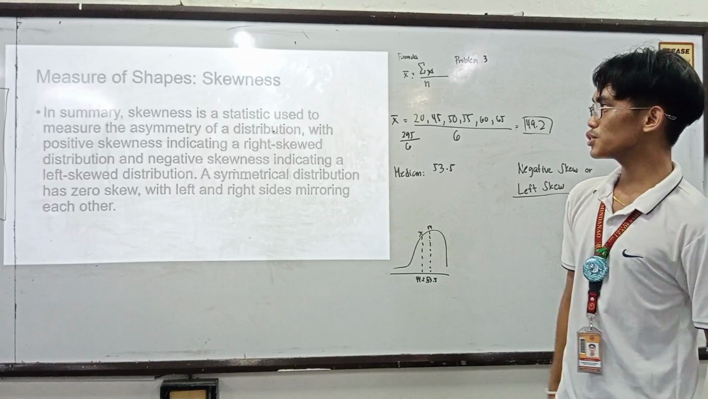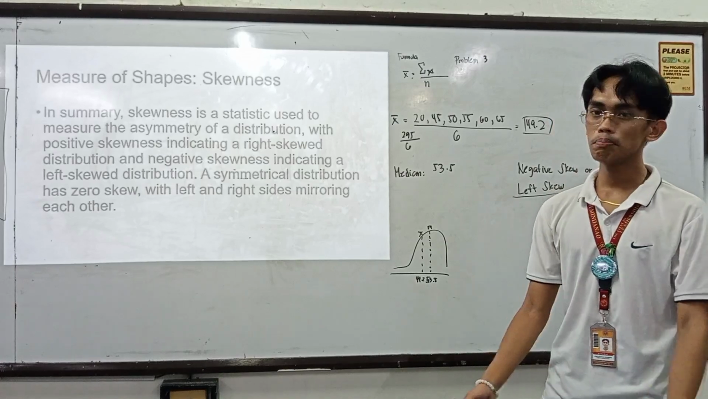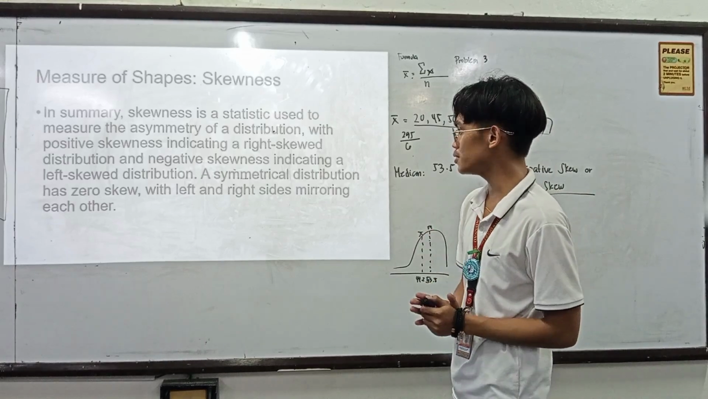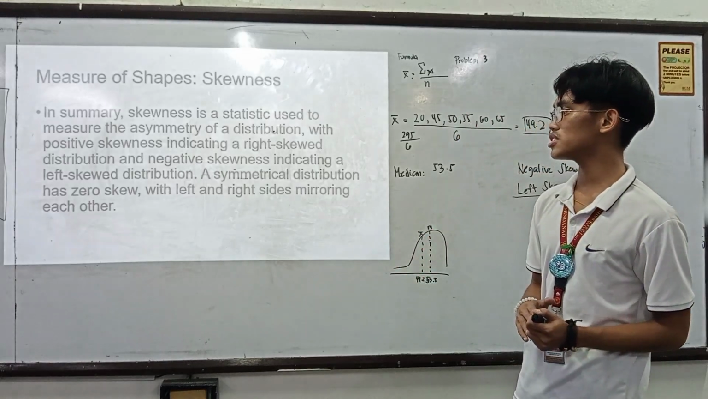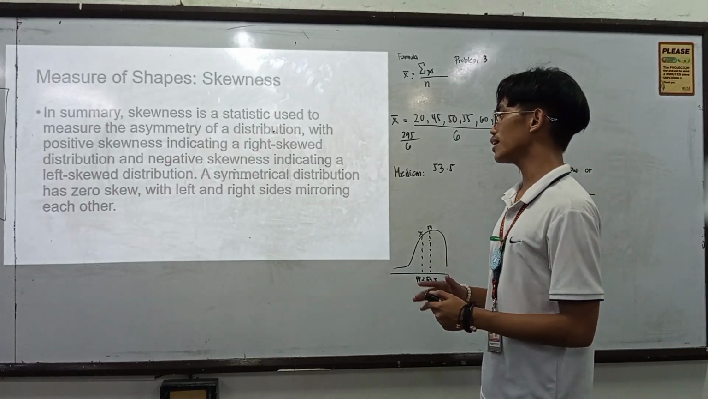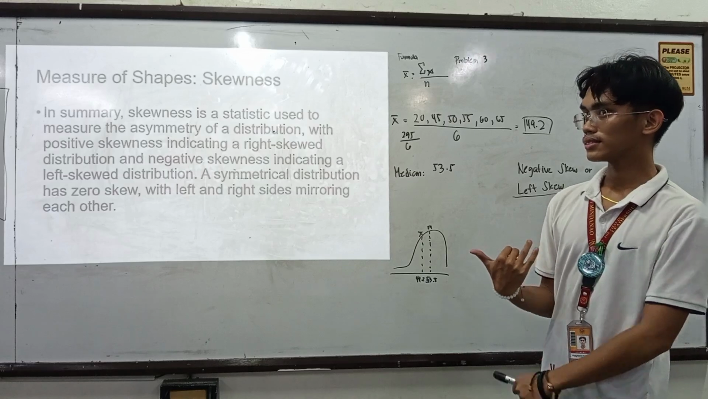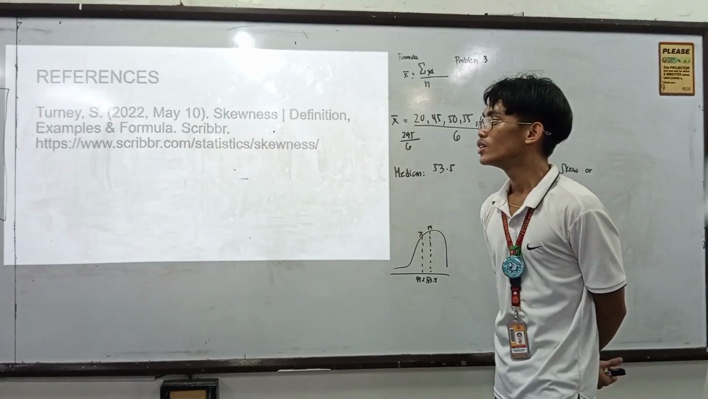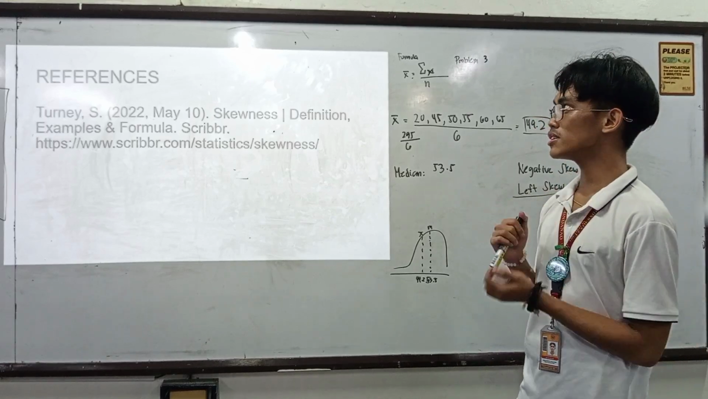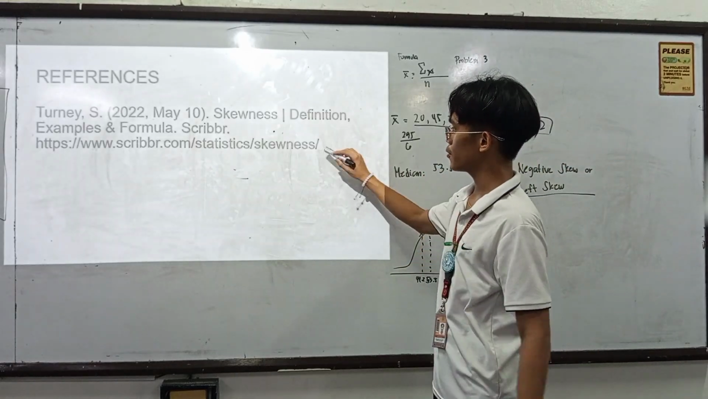In summary, skewness is a statistic used to measure the asymmetry of a distribution, with positive skewness indicating a right skewed distribution and negative skewness indicating a left skewed distribution. A symmetrical distribution has a zero skew, with left and right sides mirroring each other. To further understand the measures of shape, especially skewness, visit the link in the references given.